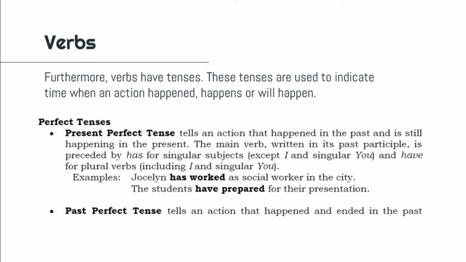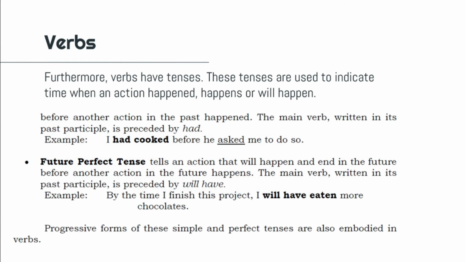Next, let's have past perfect tense, which tells an action that happened and ended in the past before another action in the past happened. The main verb written in its past participle is preceded by the word had. Example, I had cooked before he asked me to do so.